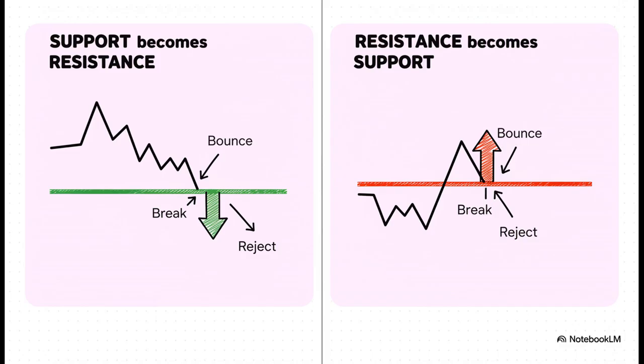A green line above price used to be support, a floor, that got smashed. Now it's likely to act as new resistance, a ceiling. The same goes for a red line below price. It flips from resistance to support. The script keeps these key levels on your chart to give you extra context.